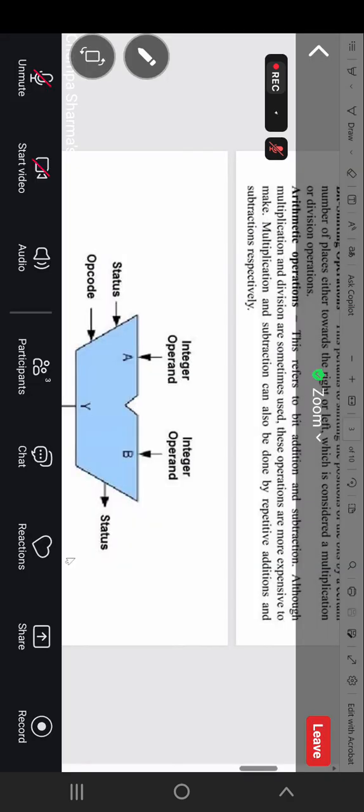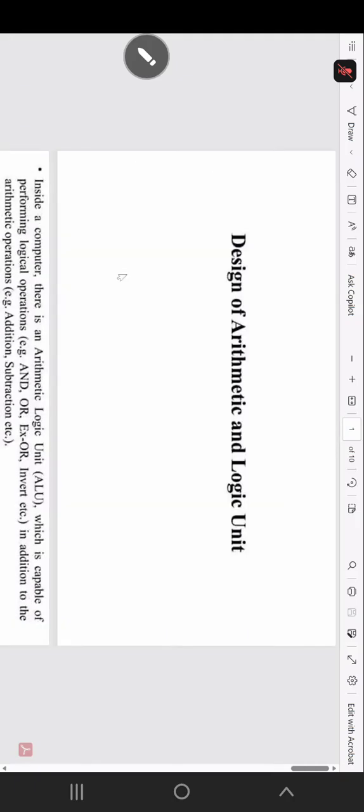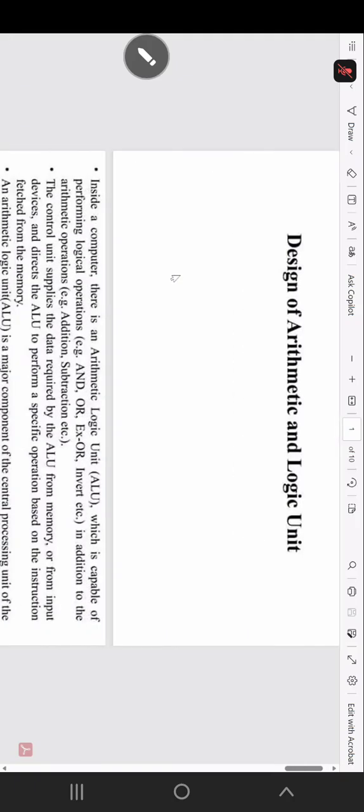Design of ALU. Now, design of the arithmetic and logic unit. Do you know what an ALU is? Inside a computer, there is an arithmetic logic unit, which is capable of performing logic operations such as AND, OR, XOR, invert, etc., in addition to arithmetic operations, addition, subtraction, etc.